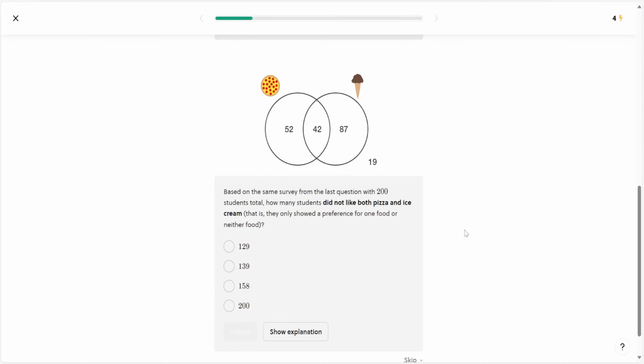Right, based on the same survey from the last question with 200 students total, how many students did not like both pizza and ice cream? That is, they showed a preference for one food or neither food. So it's 200 take away 42.